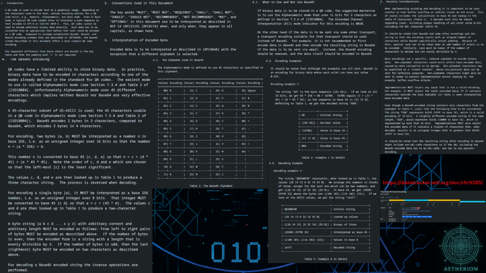Ever look at one of those jumbled strings of characters, maybe in a QR code when you're trying to pay for something, and think, there's got to be more to this than meets the eye? Yeah, like some kind of secret language hidden right there. Exactly. Let's dive straight into that kind of thinking, because that's precisely where we're headed today.